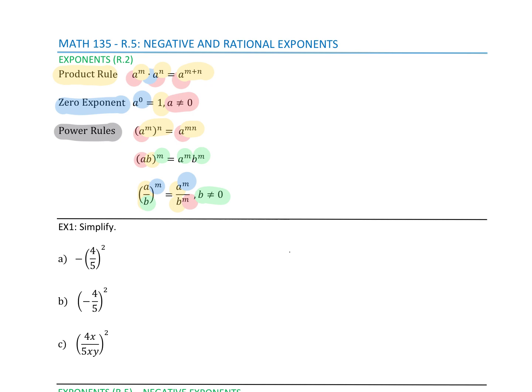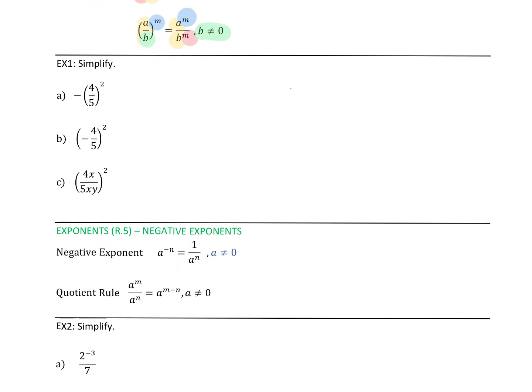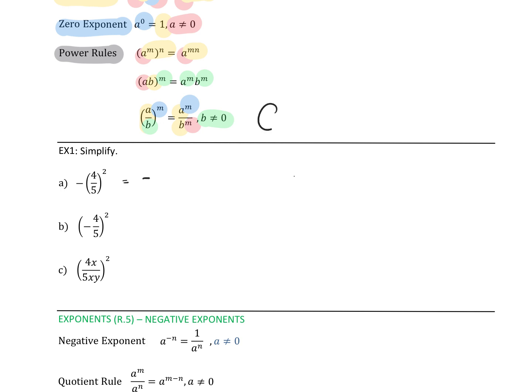So let's take a look at example 1 and work on simplifying. Again, feel free to pause the video and practice on your own, and then check back in with me when you turn on the video. So let's see. We have negative 4 divided by 5 squared. That negative is on the outside, so we'll leave that alone. Which rule should we use? Let's work with this rule right here. We'll distribute that 2 to both the base and the numerator. And then we'll have negative, so 4 squared is 16, and 5 squared is 25. And we are done.